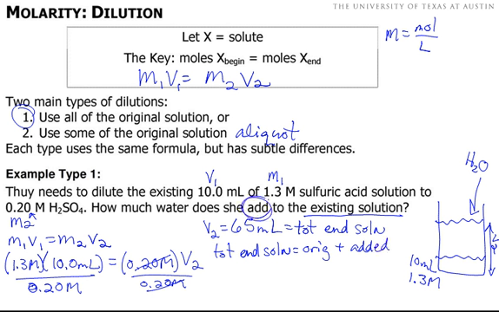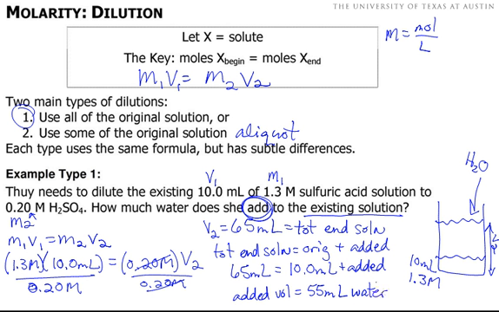And notice that the question asks, how much did she add? So that total end solution is 65 milliliters. My original is 10.0 milliliters, and I'm solving for the added. Subtract 10 milliliters from both sides, and I get that the added volume is 55 milliliters. And in particular, we're adding water, our solvent. So I see that this difference in here is the 55 milliliters that was added.